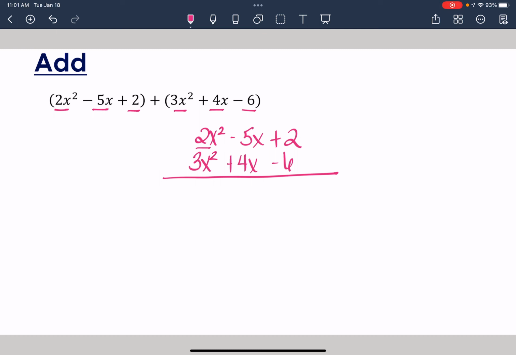So I have 2x squared and 3x squared, so that gives me 5x squared. I have minus 5x and plus 4x, so that's going to be minus 1x. 2 plus 2 minus 6 is going to be minus 4. So remember, we don't usually write coefficients of 1, so this can be rewritten as 5x squared minus x minus 4.